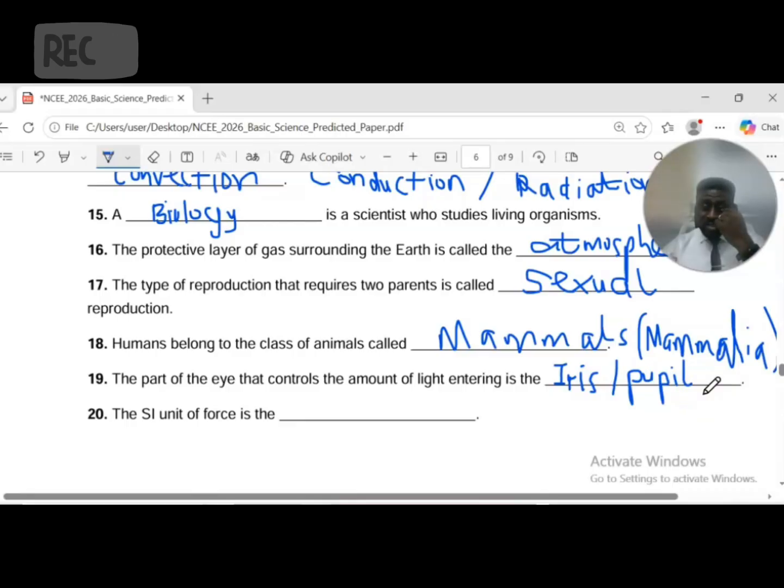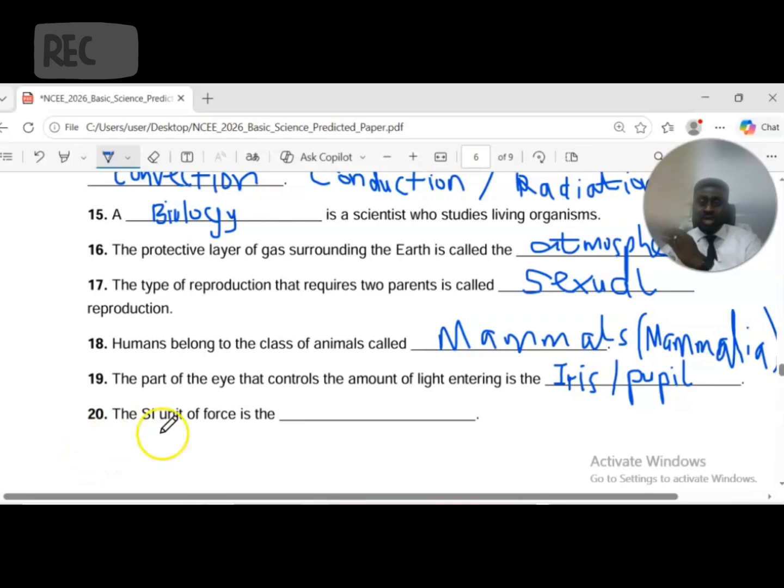Okay, question 20. The SI unit of force is the dash. SI stands for International System of Units when you study fundamental quantities and fundamental units in physics. Even in science, we have those fundamental quantities and units. In chemistry, we call it the IUPAC nomenclature, but the SI unit generally talks about the International System of Units that gives units to every quantity in nature.